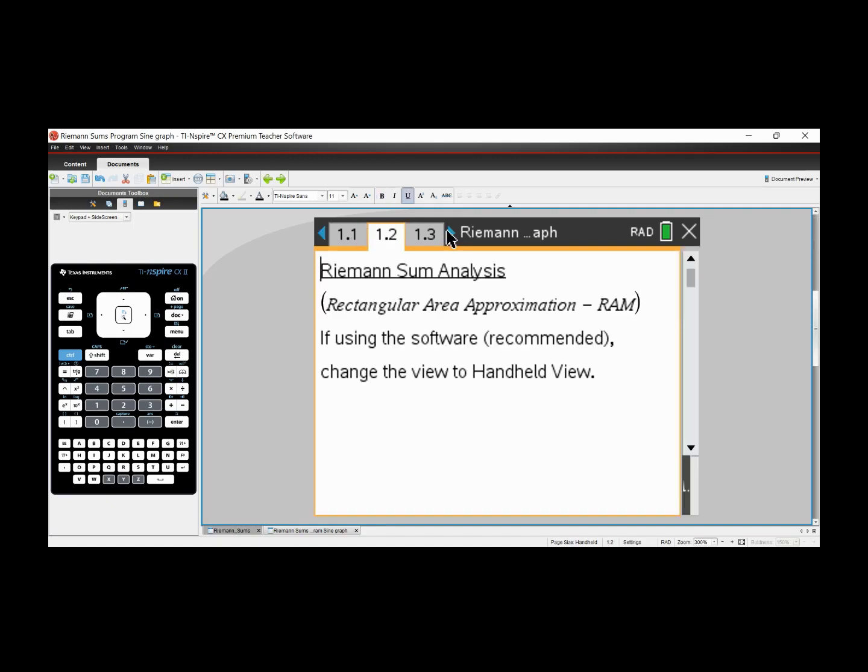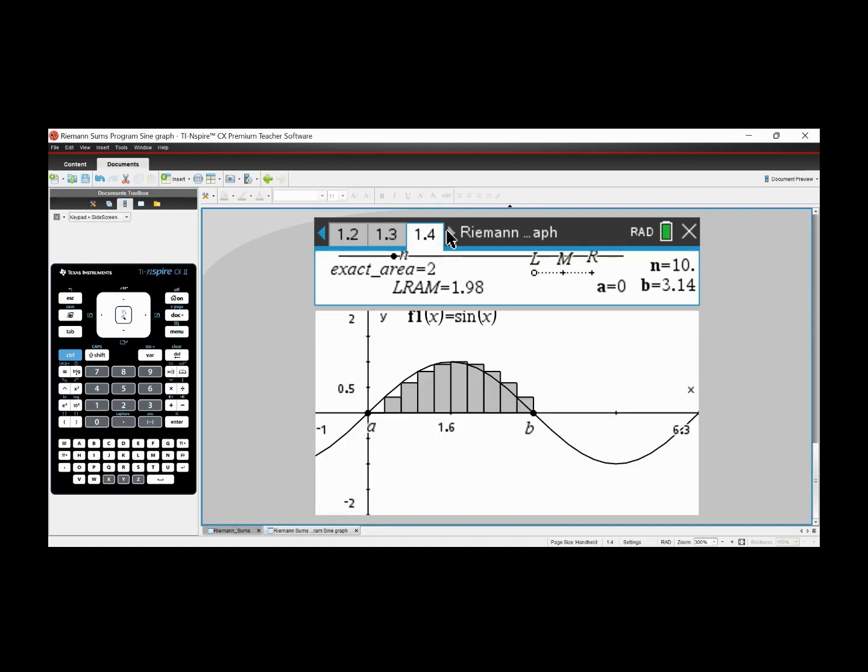So this one is set up to deal with trig functions. It's the same idea, just slightly different, but it's set up to deal with the sine, okay? And we've got a at 0, b at 3.14, and we want n to be 10. There's my n is 10 right there.